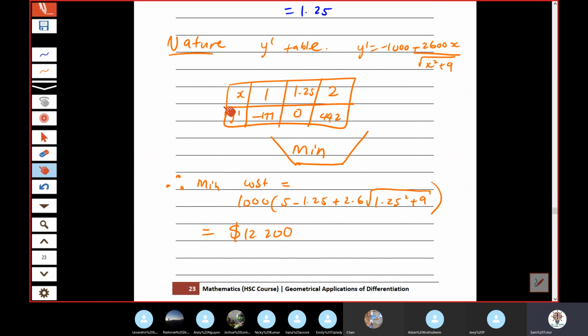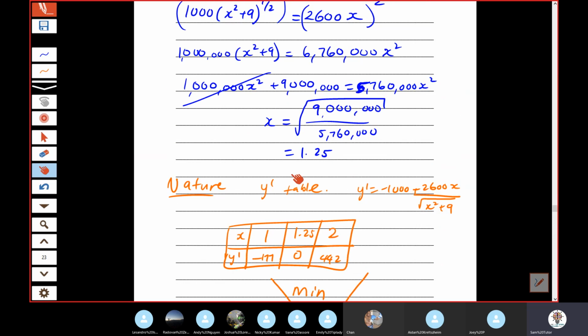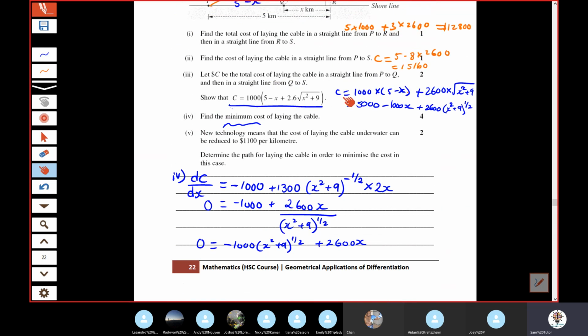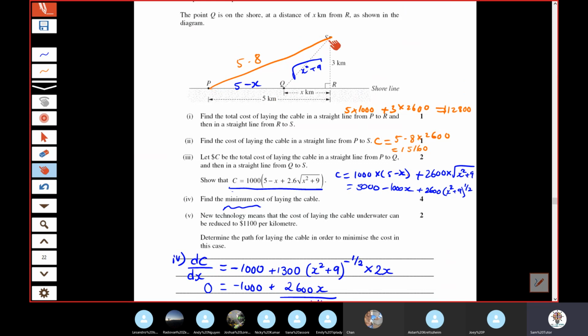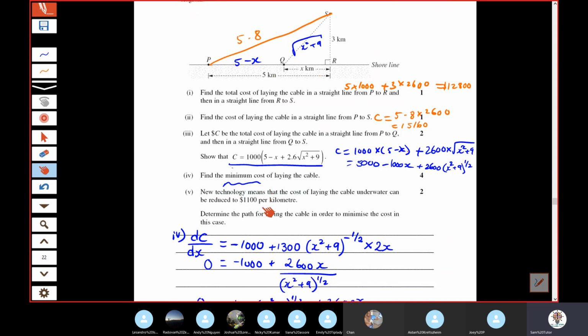Sounds good? And that's it. That's your minimum cost ever from P to Q and then Q to S. And it occurs when X is 1.25. New technology means that the cost of laying cable underwater can actually be reduced to 1,100 per kilometre. Determine the path for laying the cable in order to minimize the cost in this.